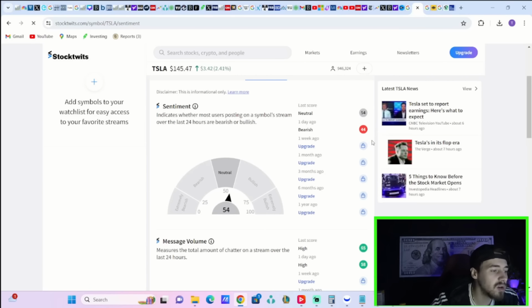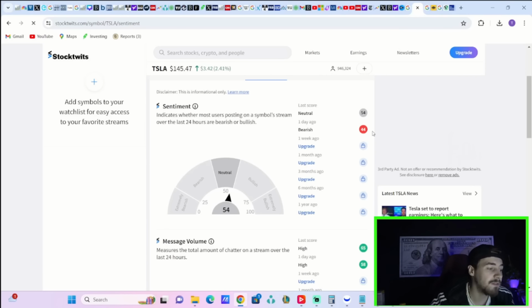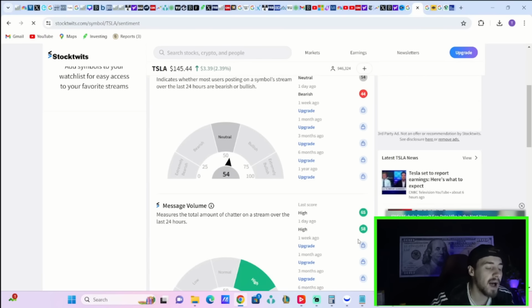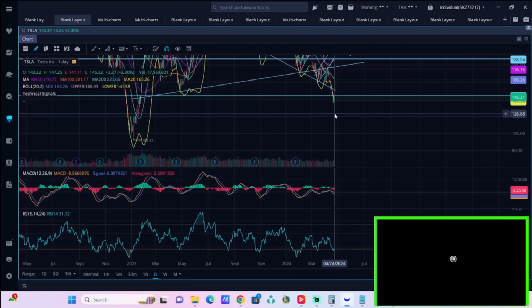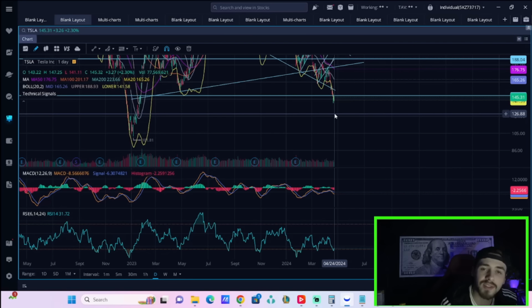Sentiment heading into Tesla's earnings call today is neutral at 54. Message volume today is high at 65, and the participation ratio is also high at 55. If this earnings call is another disaster like the prior earnings calls, Tesla's stock unfortunately is going to be re-rated. The multiple is likely going to fall, and Tesla's stock is going to trend back down to about $100 per share. If this earnings call is good and different from the last four earnings calls that we have had, Tesla stock could easily trade back into the 200s. So today is a very important day.